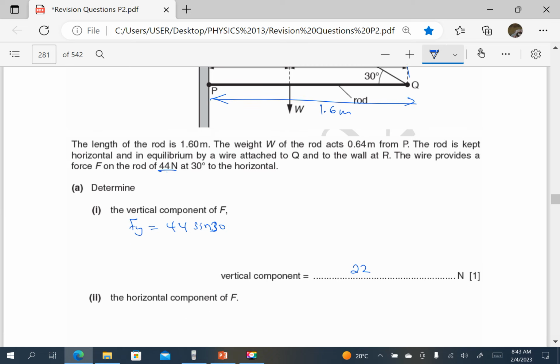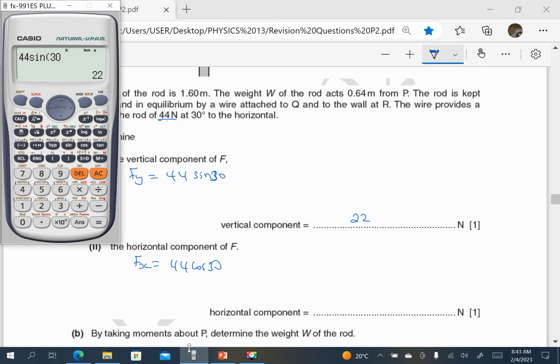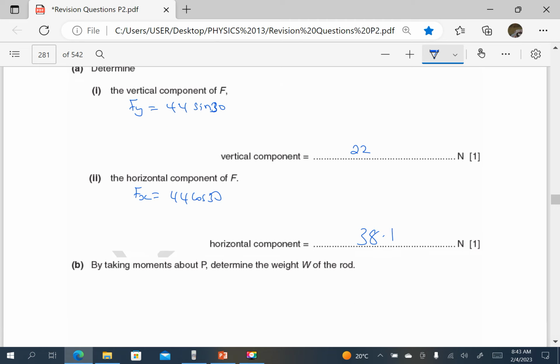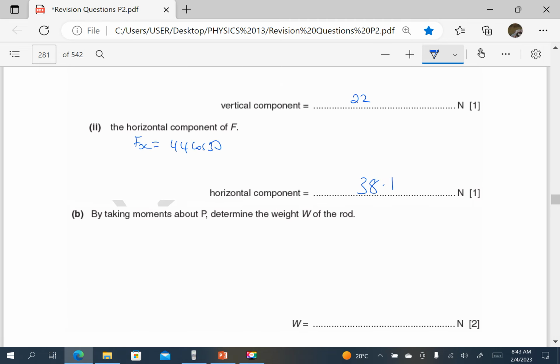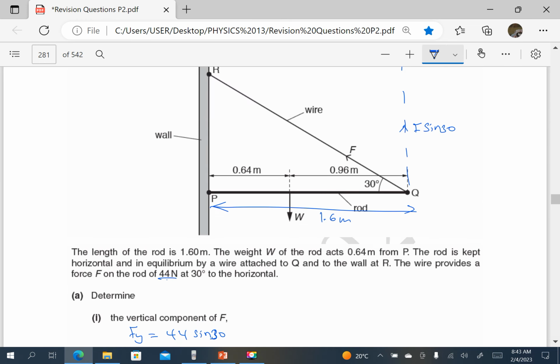Then determine the horizontal component of F. So we are resolving F in the horizontal, which will just be 44 cos of 30. So 44 cos 30, which is 38.1 newtons. By taking moments about P, determine the weight W of the rod. So we're going to take moments about P.